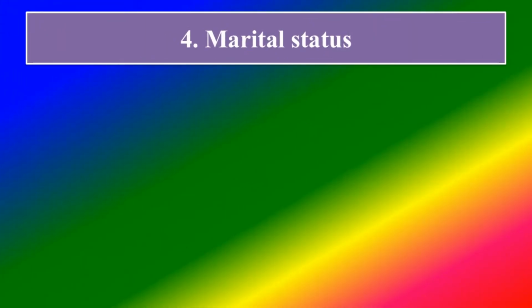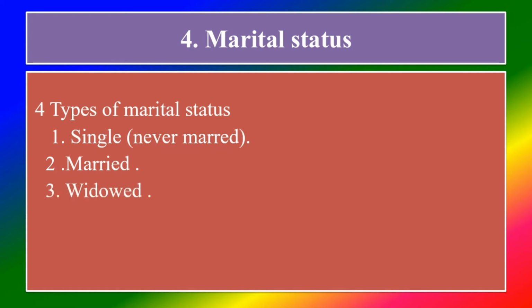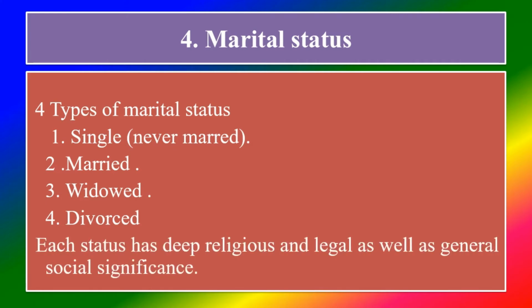For marital status, there are 4 types of marital status. First, single, never married. Second, married. Third, widowed. Fourth, divorced. Each status has deep religious and legal as well as general social significance.